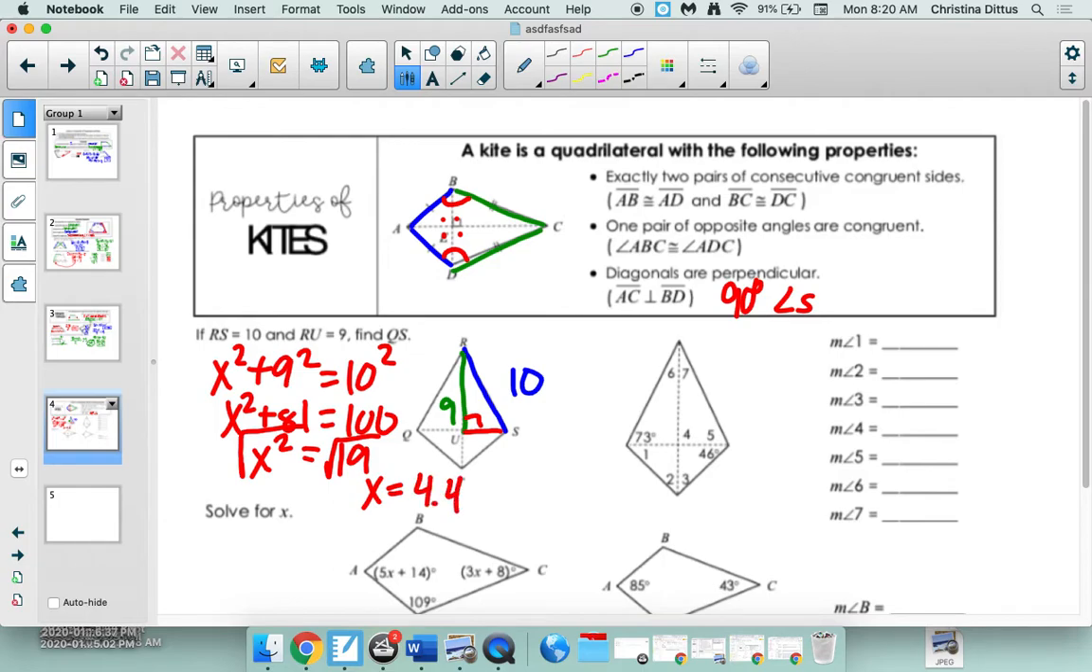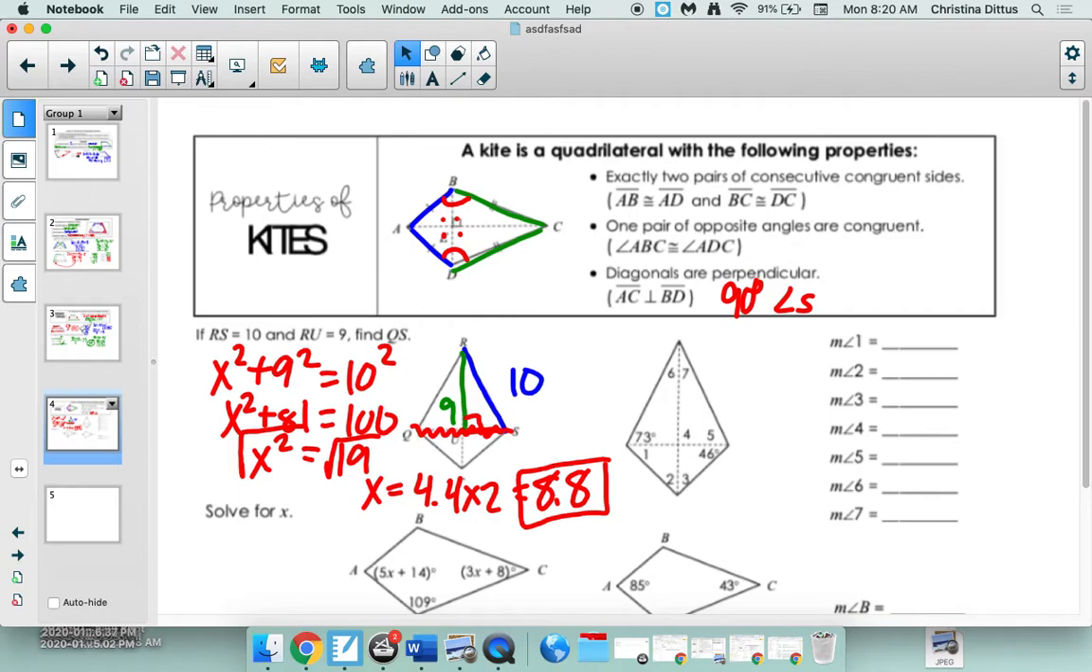How do I find QS then? That's just US. If this is 4.4, how can I find QS? Double it. 8.8. You know, we got there. We got there. All good.